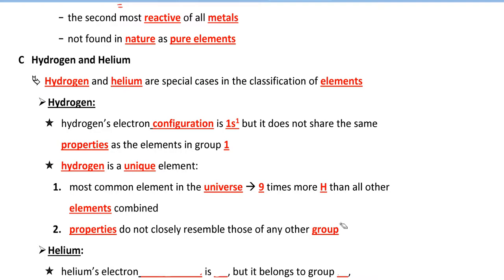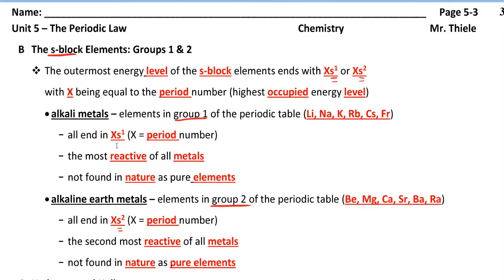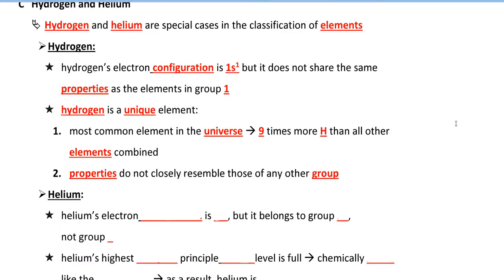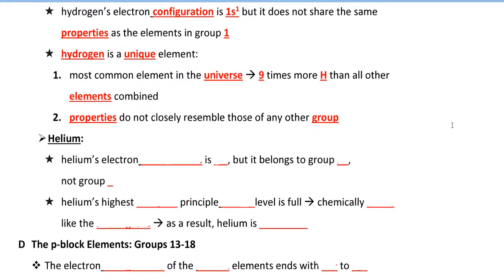It's not a metal, so it can't be placed in group 1, the alkali metals. Even though it ends in s1, it's not a metal in its properties. It is just unique. So that's just something you have to know.